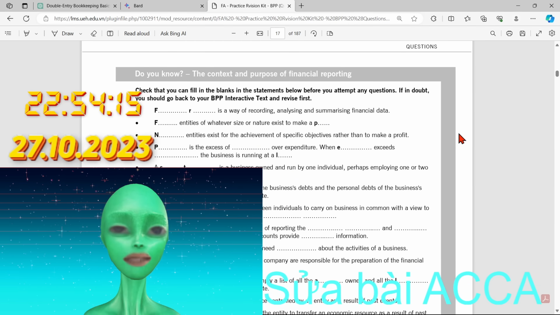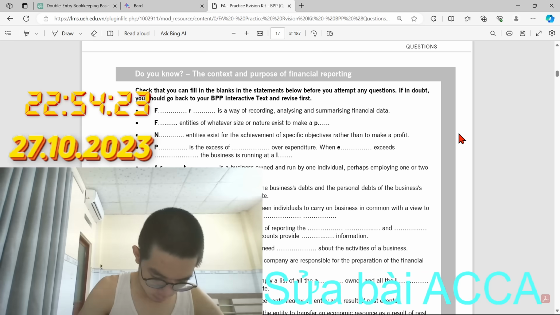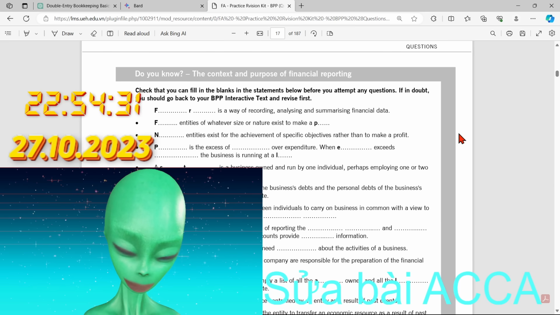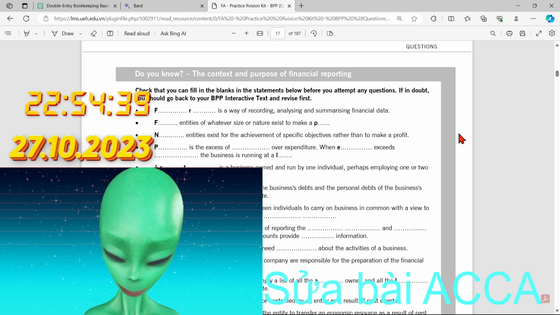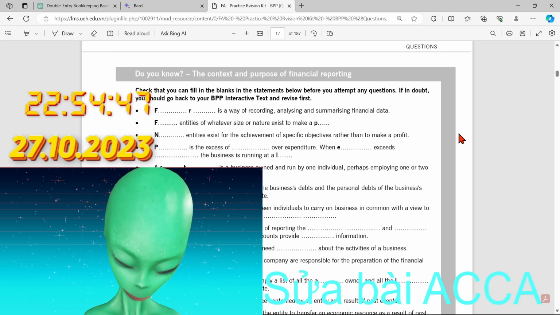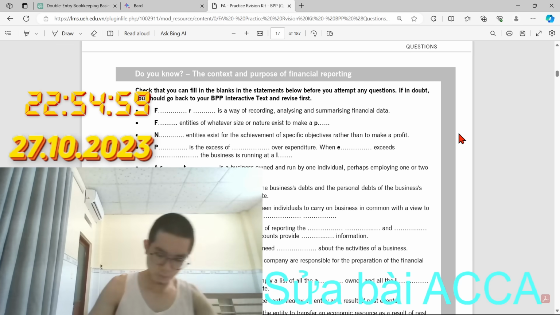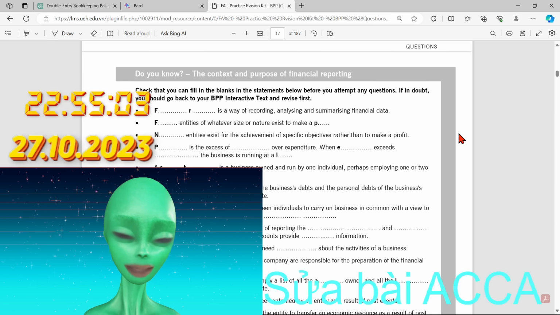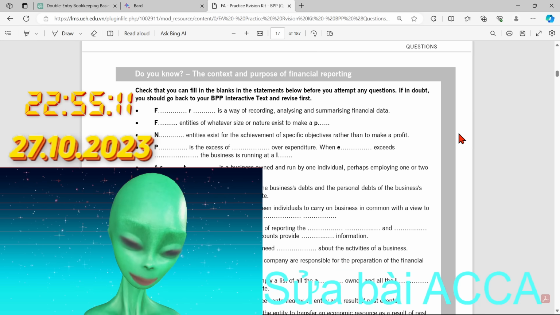It's a way of recording, analyzing and summarizing financial data, that is financial reporting. Entities of whatever size or nature exist to make a profit: for-profit entities. Other entities exist for the achievement of specific objectives rather than to make a profit. It would be non-profit.